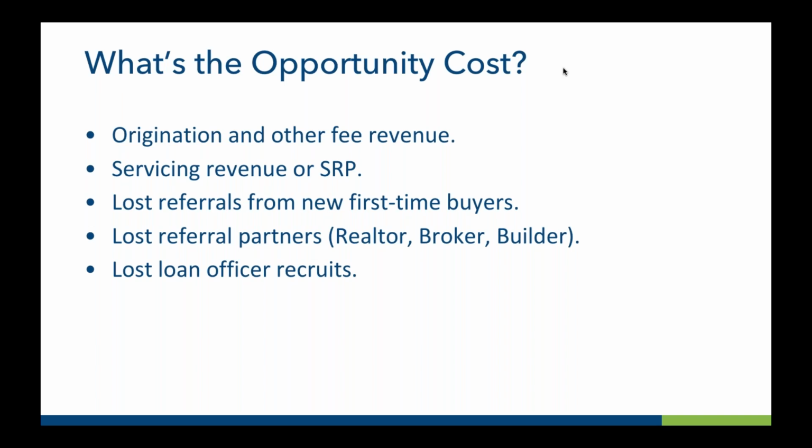Then there's the SRP on the back end, or servicing revenue if you're servicing. Lost referrals from those new first-time home buyers whose social network, for the record, is largely comprised of other first-time home buyers. But then the referral partners themselves, who may have brought more business in the door, the realtor, the broker, the home builder. If you don't have the products in place to meet their needs, are you going to continue to keep that relationship healthy? And then maybe you're looking to recruit loan officers that do a lot of first-time home buyer business, or could do a lot of volume in that regard, but they want the right products in place. If you don't have those products, are you missing out on top LO recruits?